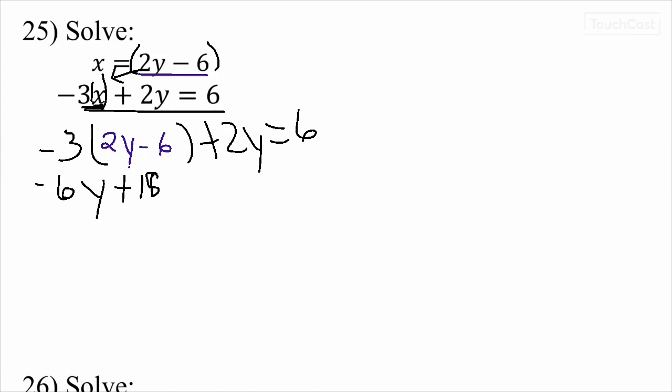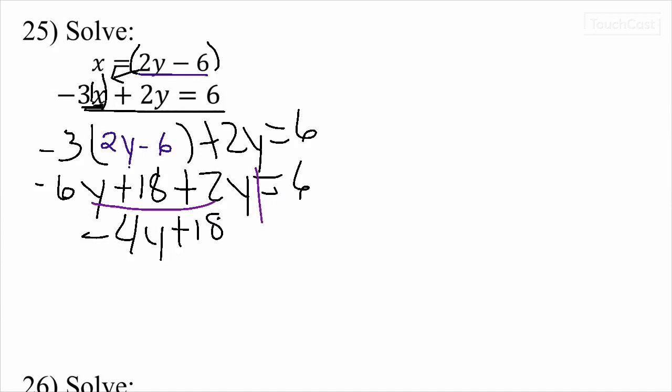I know. I should have paused, but oh well. Now you get to see me struggle through my mistakes. Ugh. Okay, I finally got that 18 written. Plus 2y equals 6. Again, we're going to combine like terms because we're on the same side of the equal sign. So negative 6 plus 2 is negative 4y plus 18 equals 6.